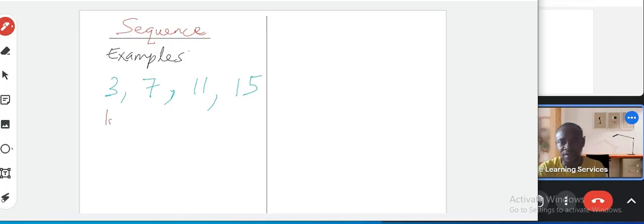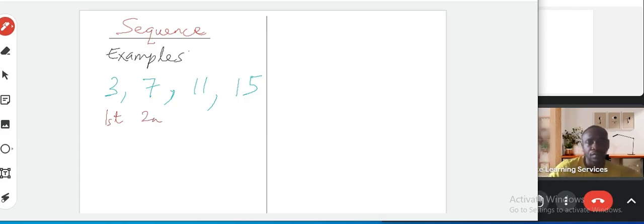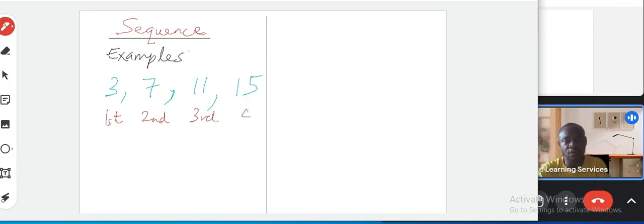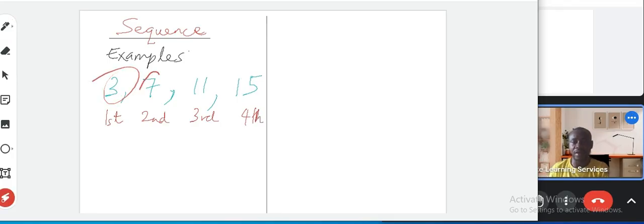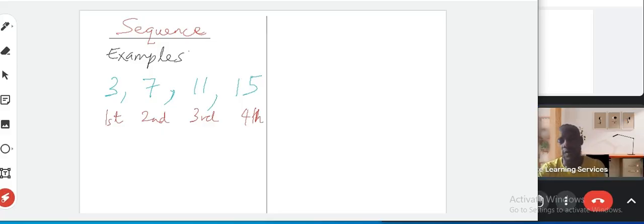This is first. Second. This is third. And this is fourth. So, with all the terms you have here, you can see that it has a particular pattern. How did you come about 15 from the third term? You just added 4. All right, we added 4.